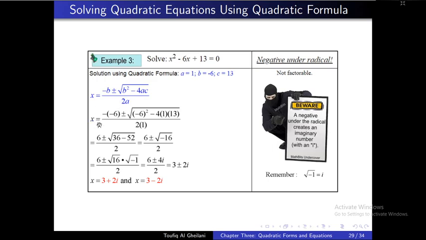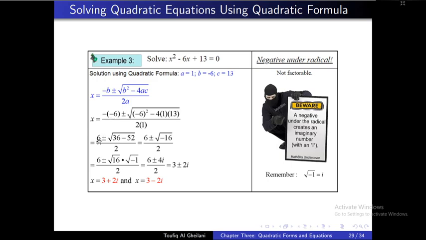So x equals minus, I open the bracket, what's the value of b, minus 6, close the bracket, plus or negative square root of, I open the bracket, b, what's the value of b, minus 6, close the bracket and squared, minus 4 times a, what's the value of a, 1, times c, what's the value of c, 13, divided by 2 times a, 1.